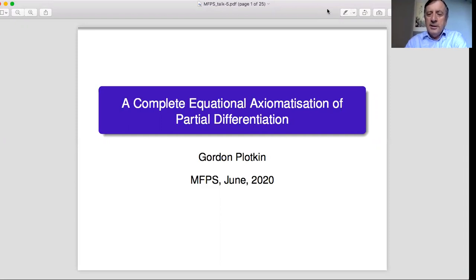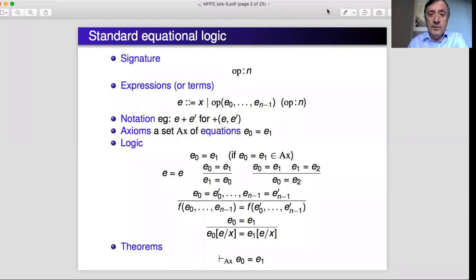So that came to interest me, and a natural place to start is just traditional partial differentiation to see if the usual rules there are complete. Usual rules are equational, so it's natural to think of equational axiomatization. So let's have a quick look at ordinary equational logic just to start off.